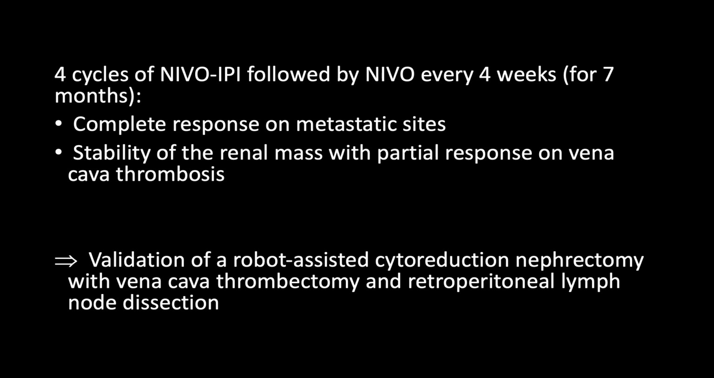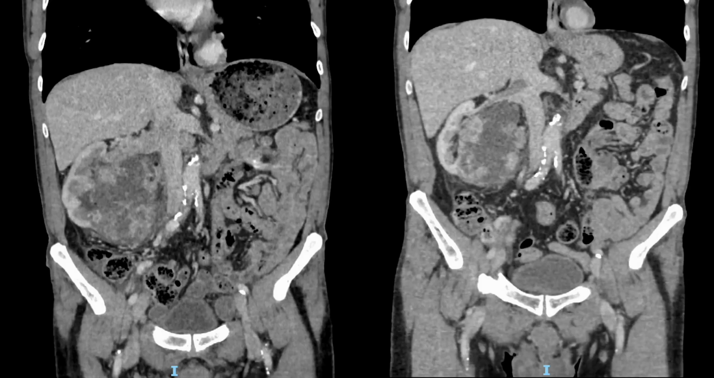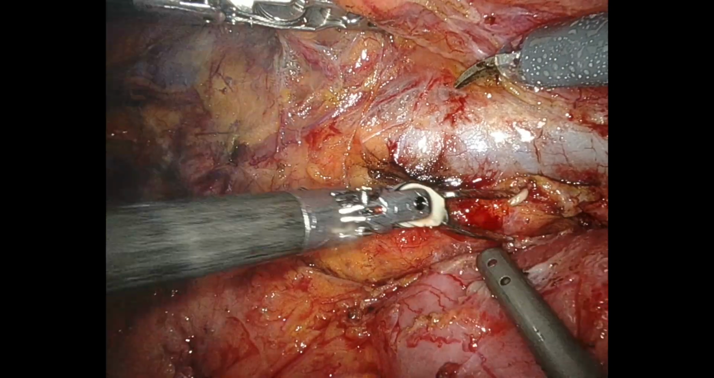Surgical management was then validated with robot-assisted cytoreduction nephrectomy, vena cava thrombectomy and retroperitoneal lymph node dissection. As seen on this scan, the partial response of the thrombus corresponds to a retraction and a shrinking rather than a decrease in its level.